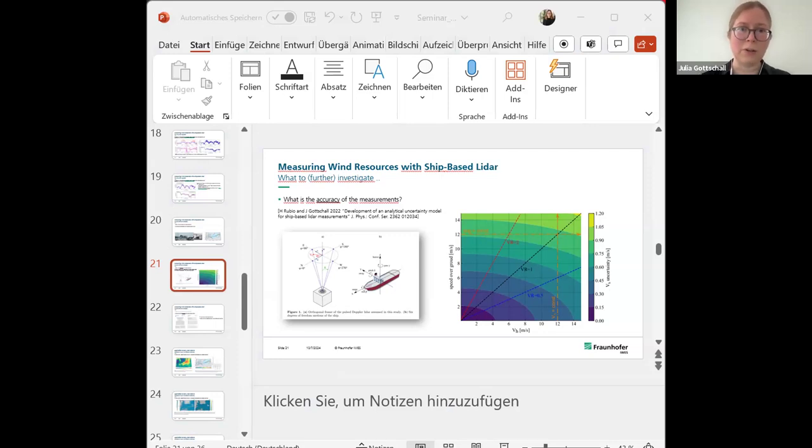The second one is the speed of the ship. Most of the ships we have used move with a speed of about 10 knots, which is quite a lot. But again, if you compare the changes in speed with the measurement principle and the time scales we have in the measurement of the remote sensing device, it's just an offset. So also here, knowing this speed offset and applying it in a very simple way is enough.